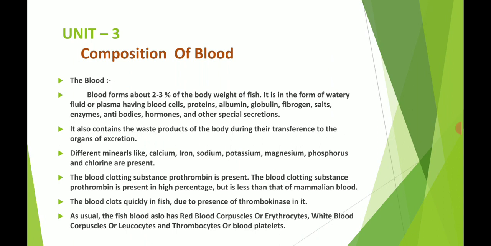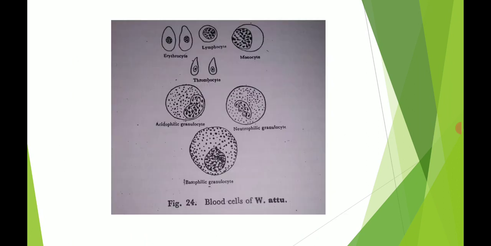As usual, the fish blood also has red blood corpuscles or erythrocytes. As in mammalian blood, red blood corpuscles and white blood corpuscles are present here. The red blood corpuscles, or erythrocytes, and the white blood corpuscles or leukocytes, and thrombocytes or blood platelets are present here. Now this shows the blood cells of Wallago attu.